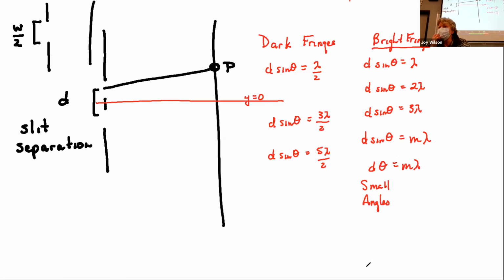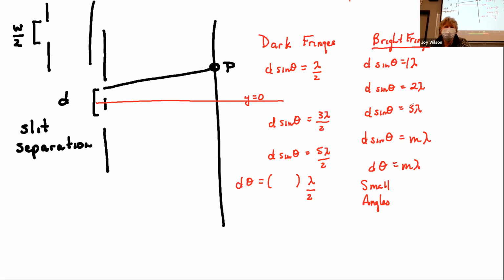Okay? When we're doing the dark fringes, we're going to have to remember that it's going to be d theta. So we want to make these odd, right? To make these odd, how am I going to turn this into an odd number every time?